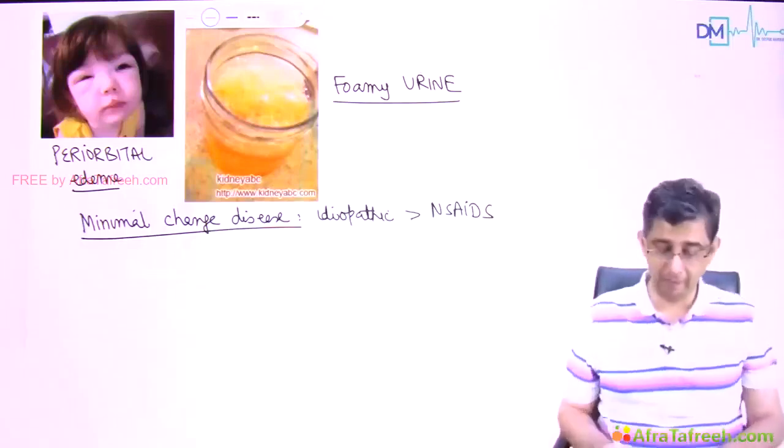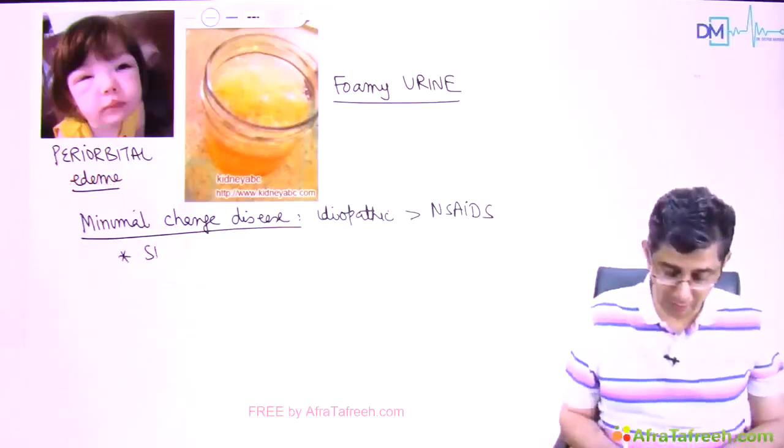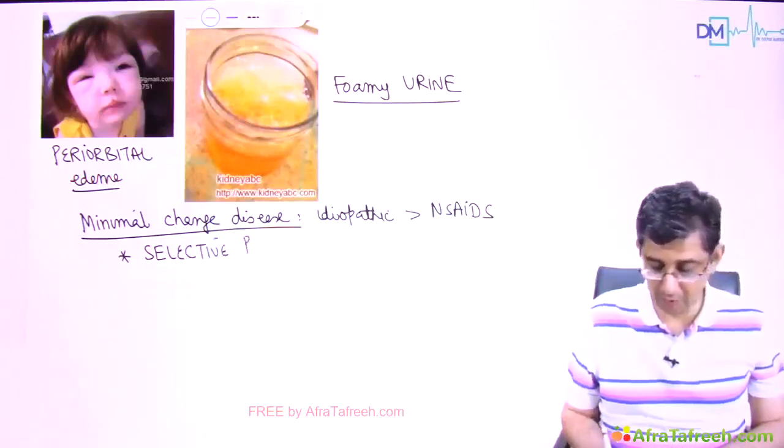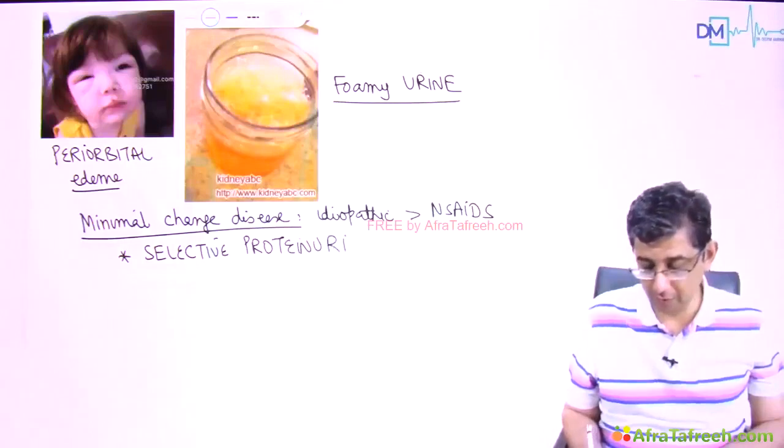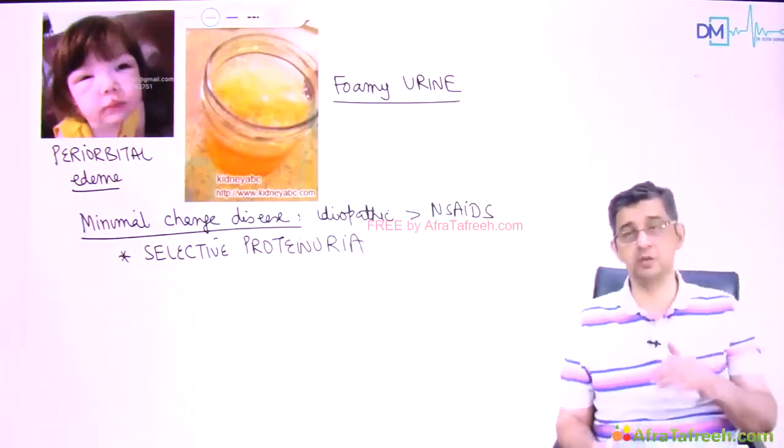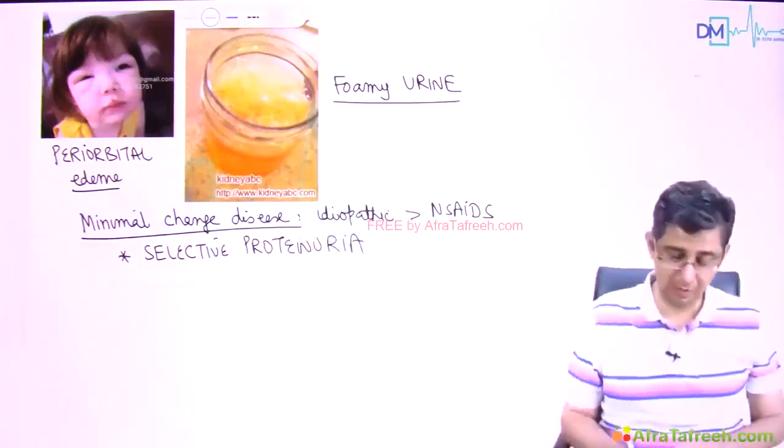would be seen. Minimal change disease is also called selective proteinuria because low molecular weight proteins would be lost in this particular case, and there would be a diurnal variation of the edema, with edema starting from the eyes, then going to the genitals, and then to the feet of the patient.